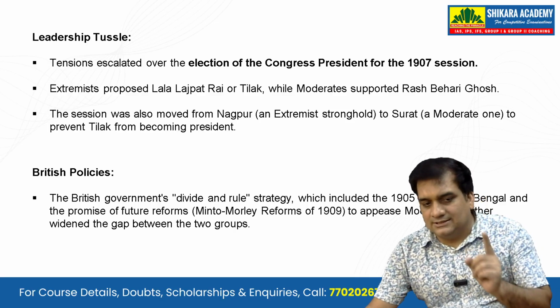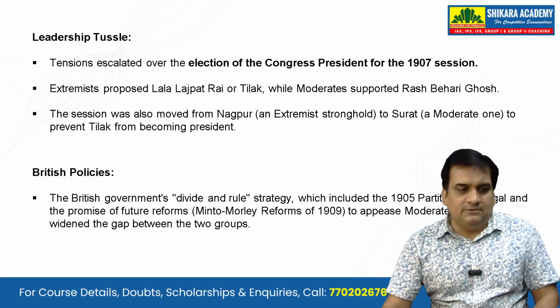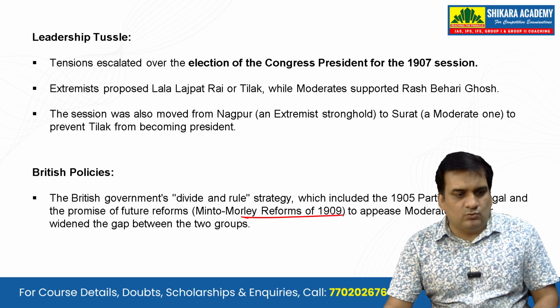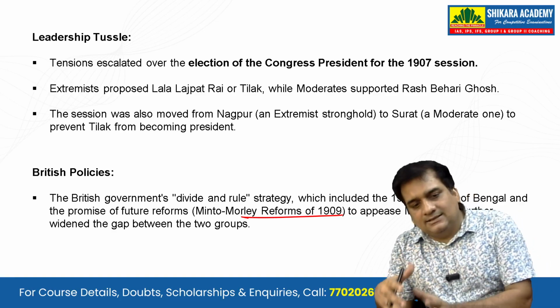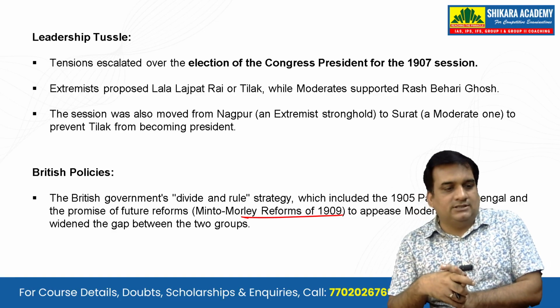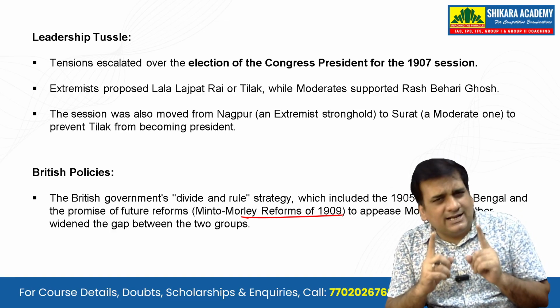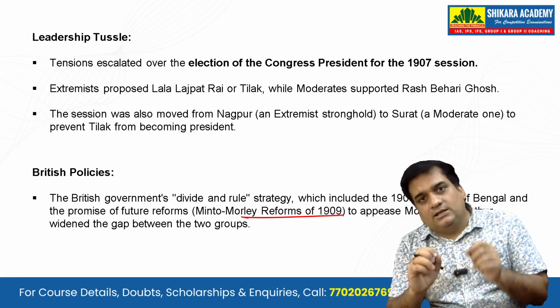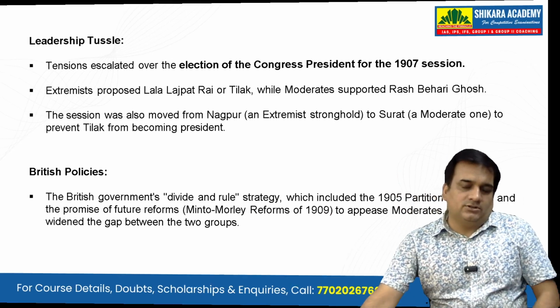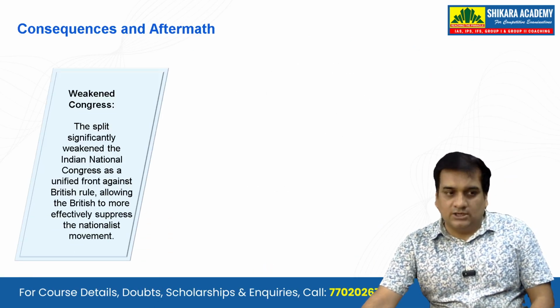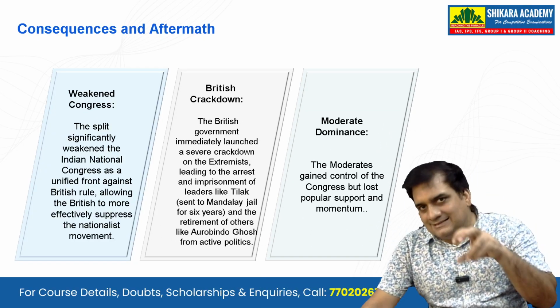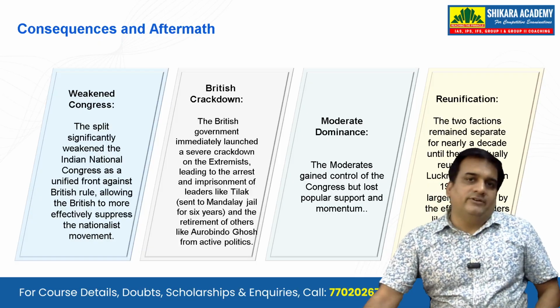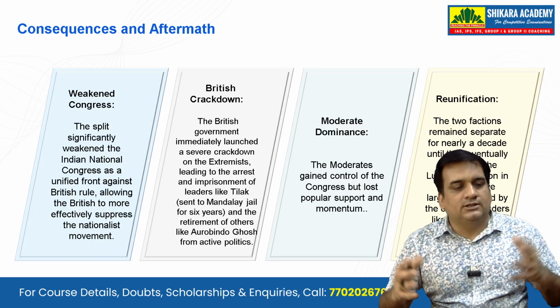Now there was the 1905 partition of Bengal, but in 1909 what happened? Please remember, to appease the moderates, there was this division. And also in 1909, the Morley-Minto reforms for the very first time gave separate electorates. That is also a thing you should consider, because it was the real seed of the differentiation between the Hindus and the Muslims.